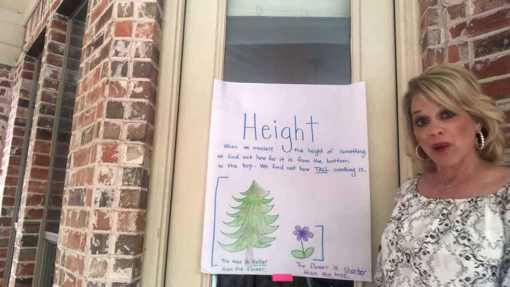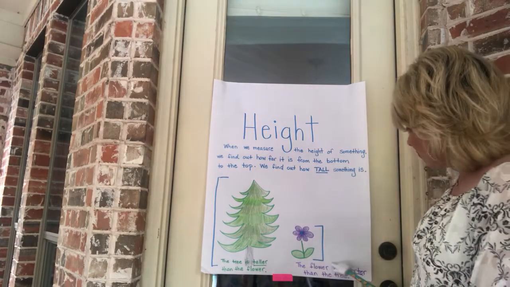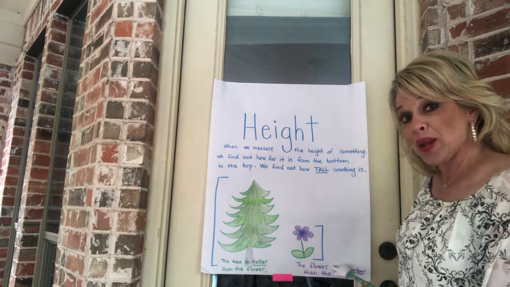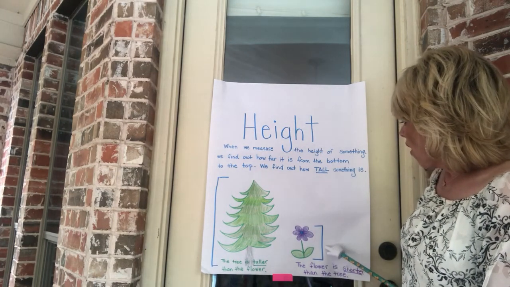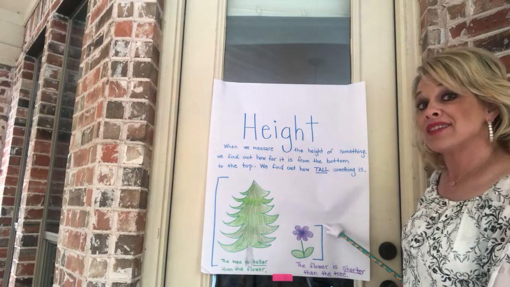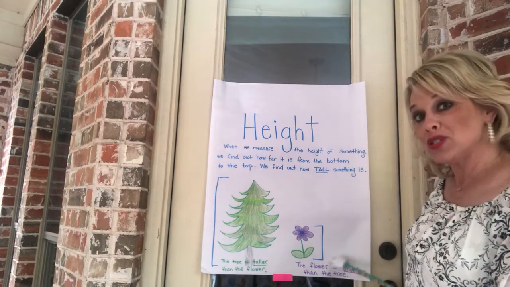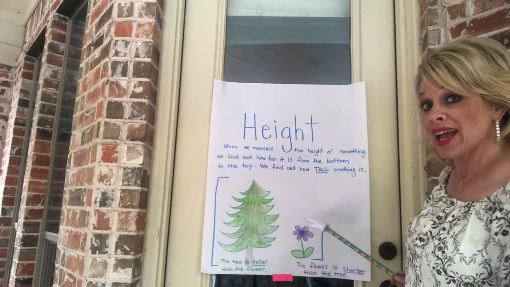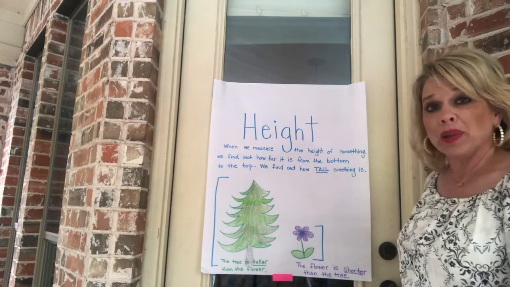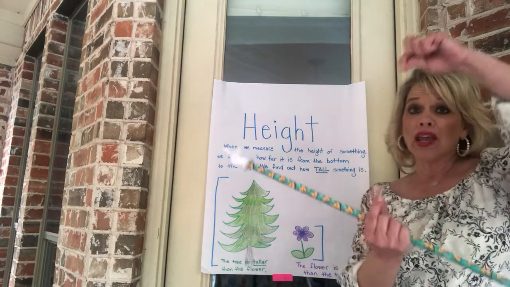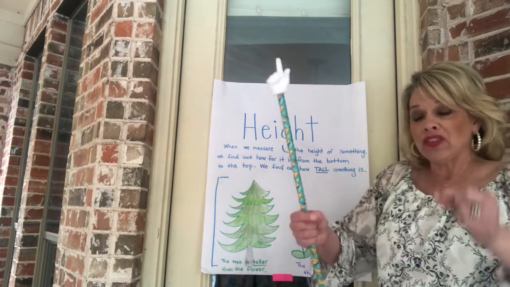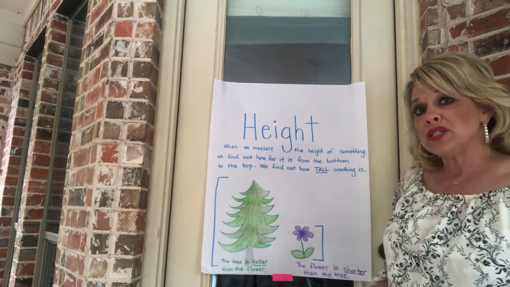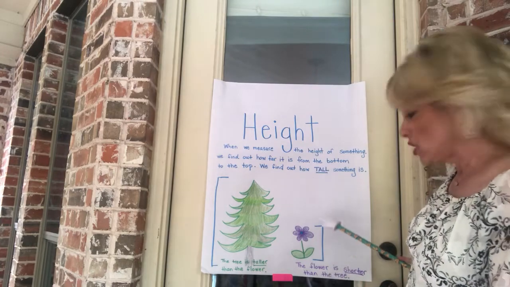Now, I also drew a flower. So we're going to look right here. If I'm going to measure the height of the flower, I'm going to start at the bottom and go all the way to the top. That's right, bottom to the top, and see how tall that flower is. Again, I could use cubes, I could use blocks, I could even get yarn and measure from the top to the bottom and then lay the yarn down and count the blocks along the yarn. Lots of different things you can use to measure. But height is from the bottom to the top.